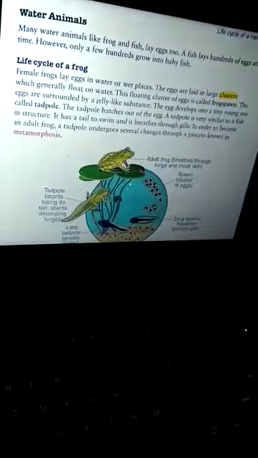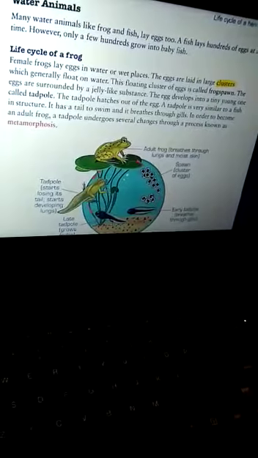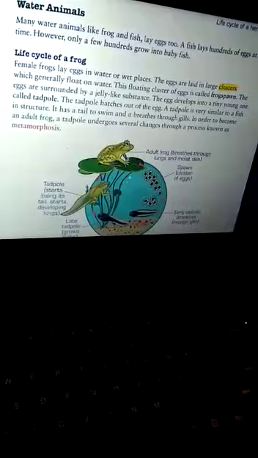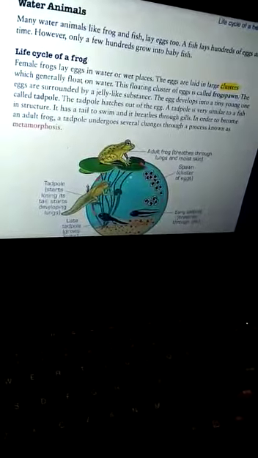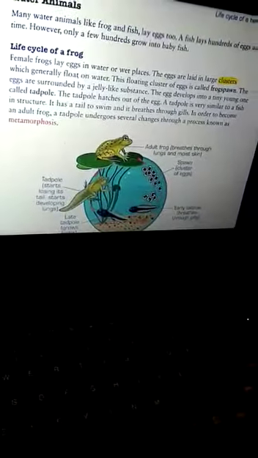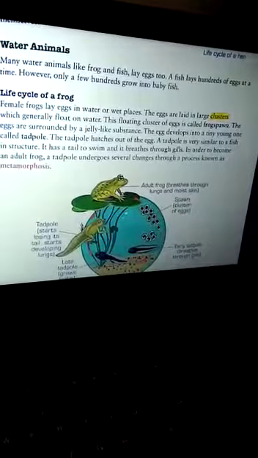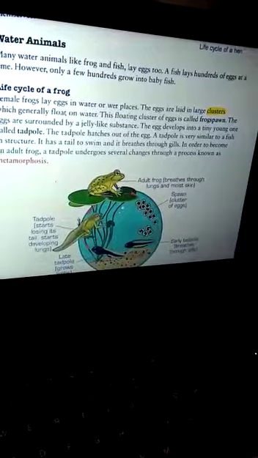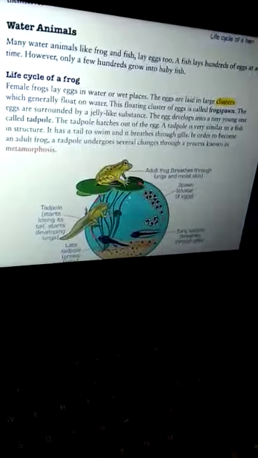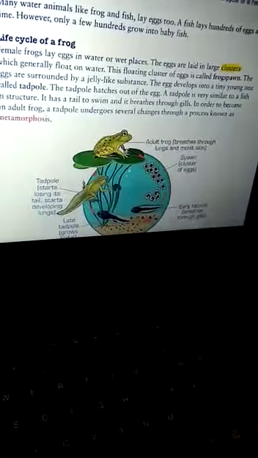The young one of a frog is called a tadpole. The eggs develop into a tiny young one called a tadpole. Children, the most important thing you must know is that a tadpole is entirely different from an adult frog. A tadpole is similar to a fish because it has to live in water. So it has different breathing organs and different adaptability to move in water. It looks like a small fish. It has a long tail but no legs because it has to swim. It breathes through gills in water like any other fish, and it swims in water and eats water plants.